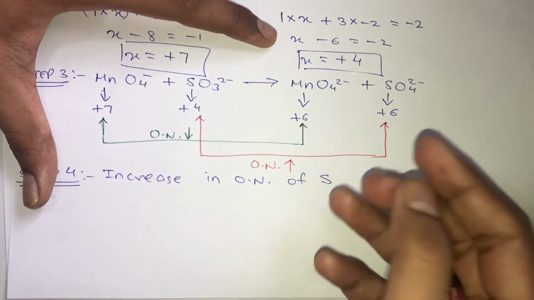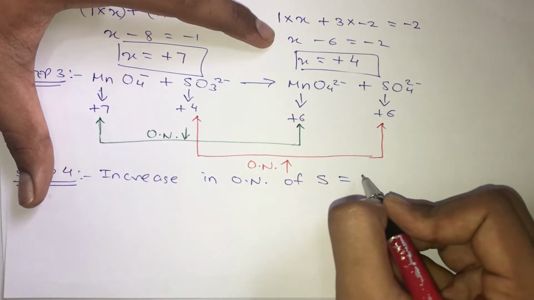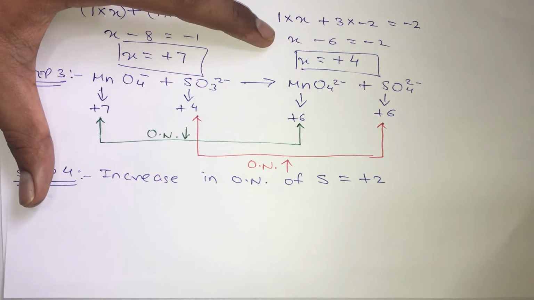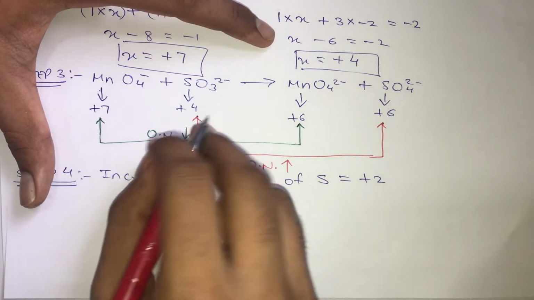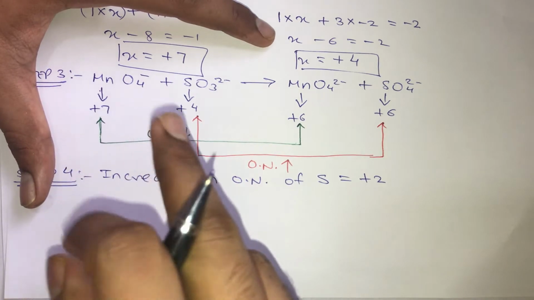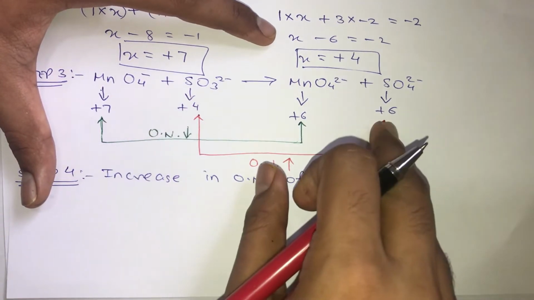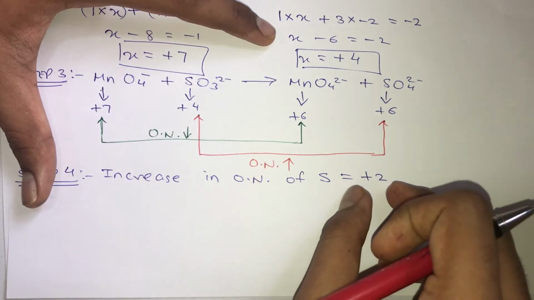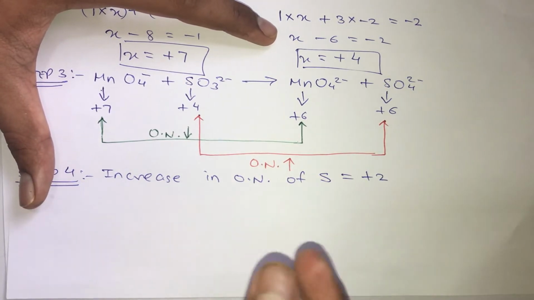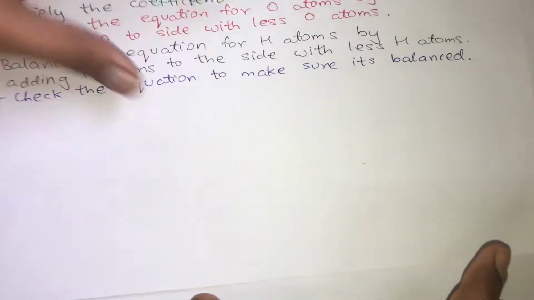So by how many numbers has it increased? It has increased by +2. Am I right, guys? If you add +2 to 4, you will get +6. So the oxidation number for sulfur has increased from +4 to +6 by +2. Okay, so the increase is how much? +2.